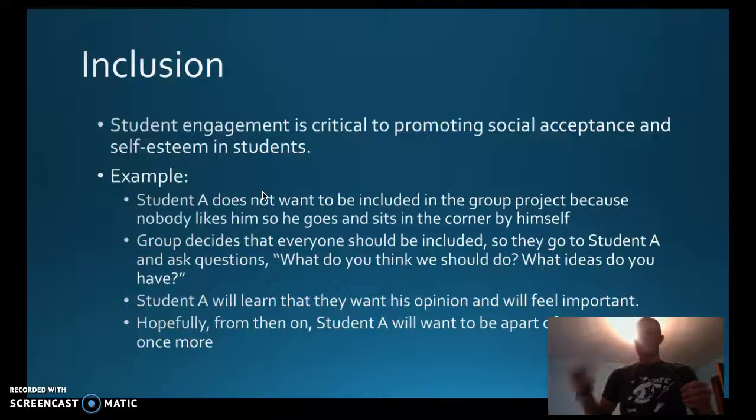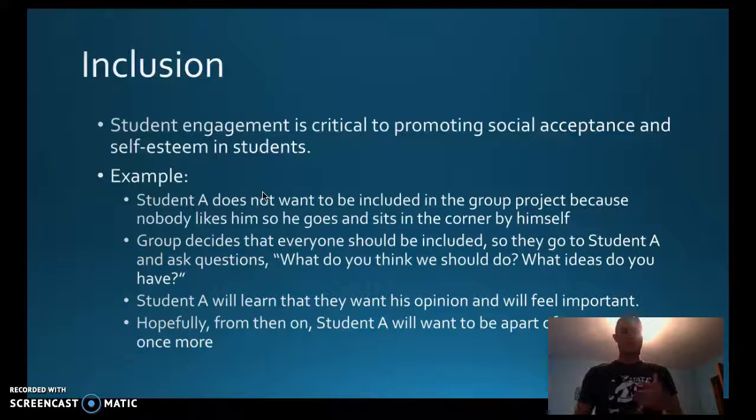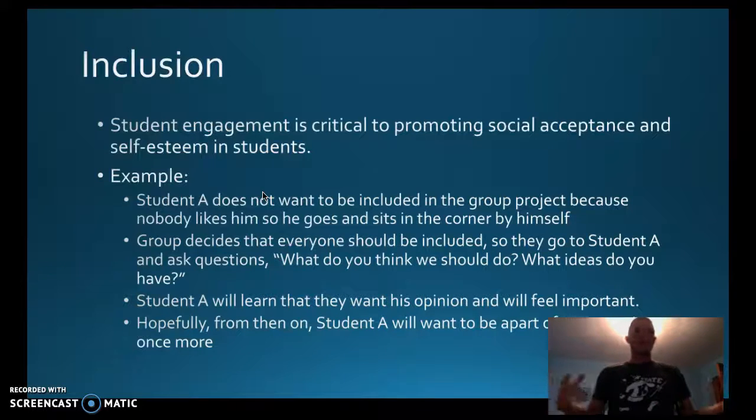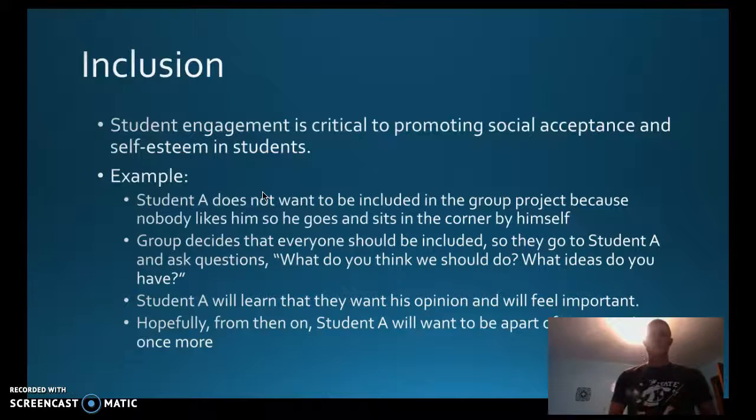You know, student A and student B, they work together. Oh man, they're going to become best friends. They know what they're doing. And then you include student C, and then student D, and E, and then F, and once you include everyone, it's just a contagious atmosphere, and everybody wants to be involved with it.